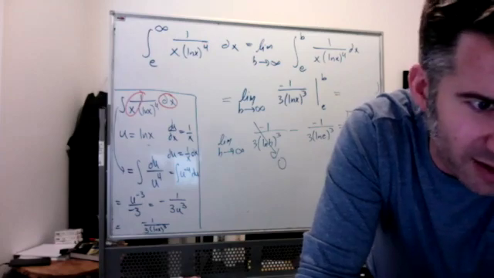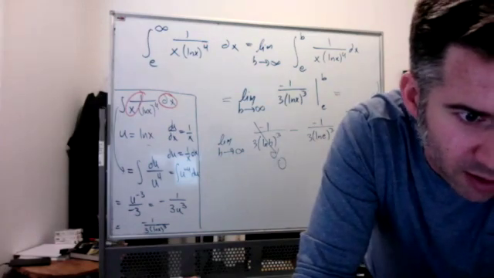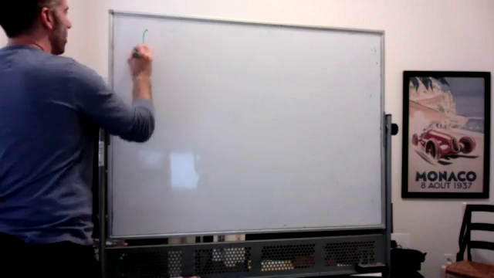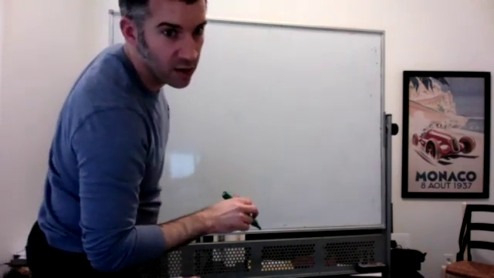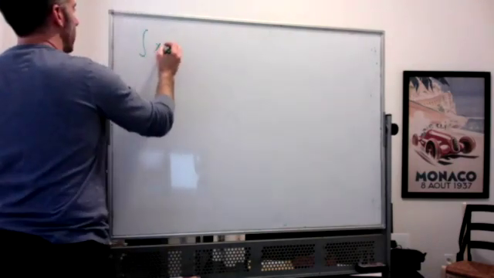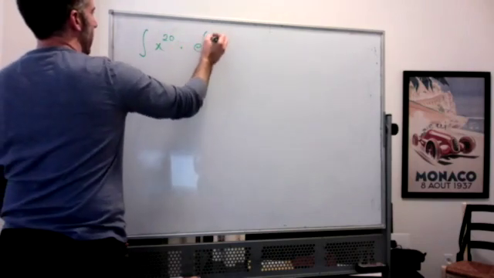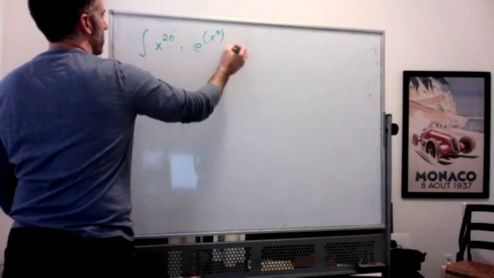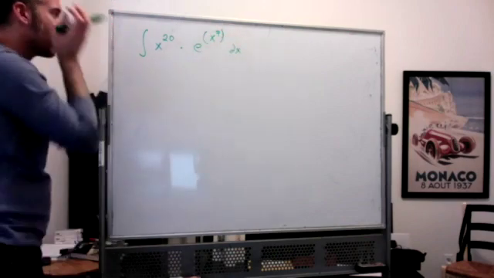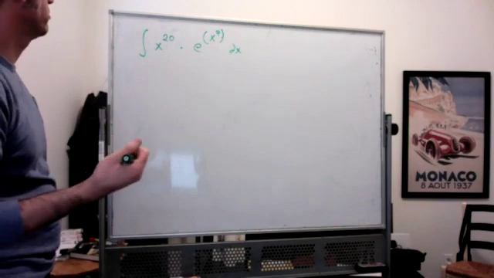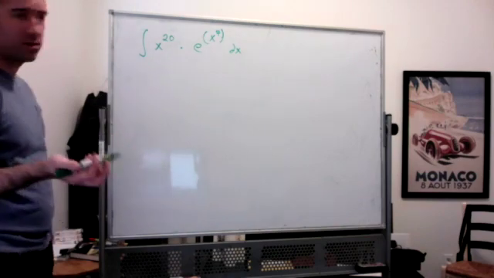Sure, let's look at something like this. Let's do the integral of, what have we got here? X to the 20th times e to the x to the 7th dx. That would be terrible. So yeah, we'll do this one.